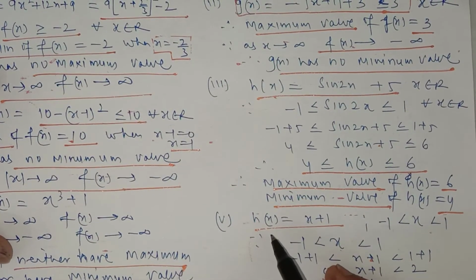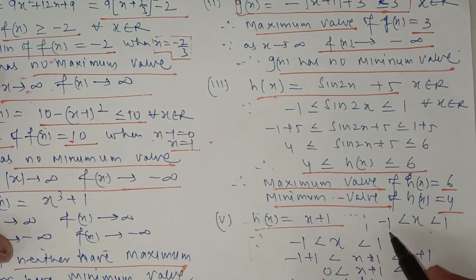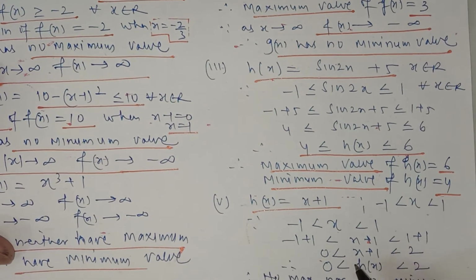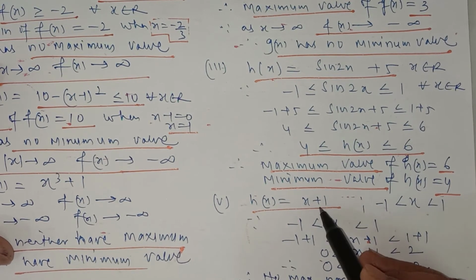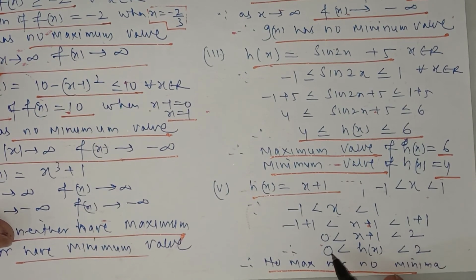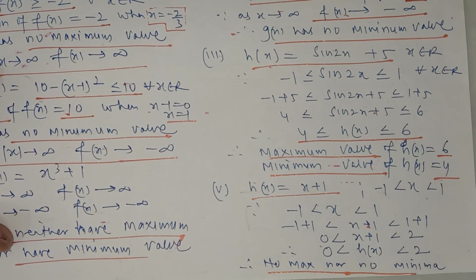Now in the fifth part of this question, h(x) is equal to x plus 1, and it is given that the value of x is greater than minus 1 and less than 1. So this is the given condition. Because we have the function x plus 1, add 1 on all sides: minus 1 plus 1 is less than x plus 1 is less than 1 plus 1, that is 2. That means x plus 1 is greater than 0 and less than 2. So the value of this function x plus 1 is greater than 0 and less than 2. That is no maxima, no minima. We have infinite values between 0 and 2. Therefore, it will have no maxima or minima.